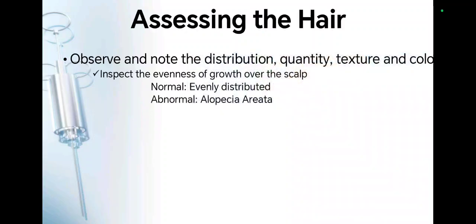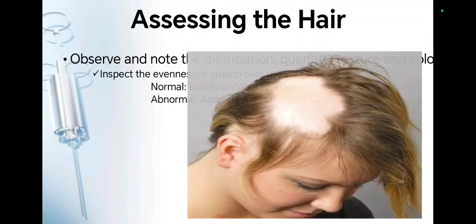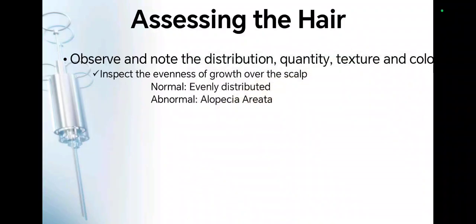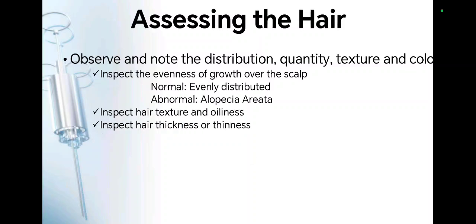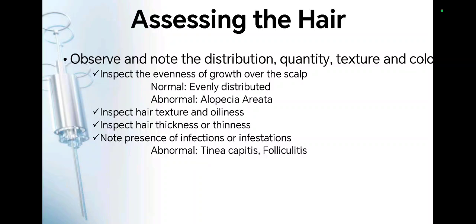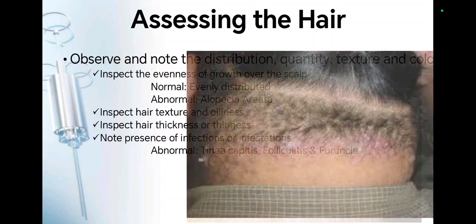But abnormally, they may experience alopecia areata. For example, there are patches with no hair, or the patient may experience hair loss. Now, inspect also the hair texture and hair oiliness. Inspect the hair thickness and thinness, and note the presence of infections or infestation, so any lice or dandruff in the scalp and in the hair. Abnormal findings may include tinea capitis, folliculitis, or furuncle.